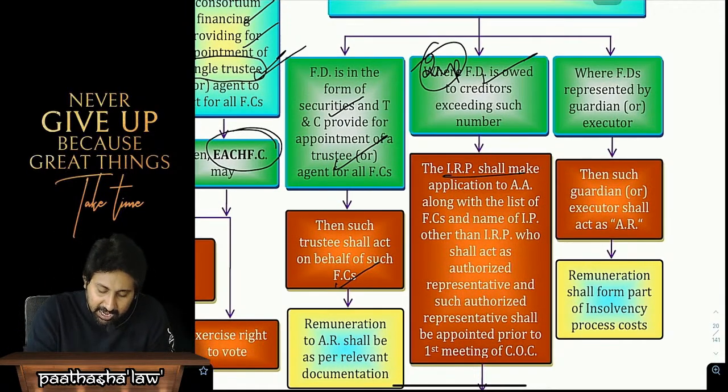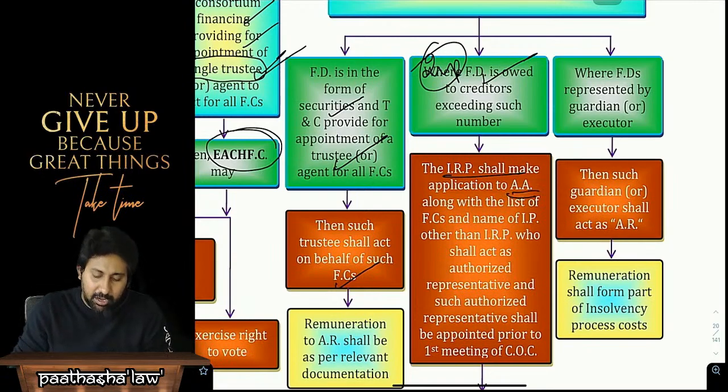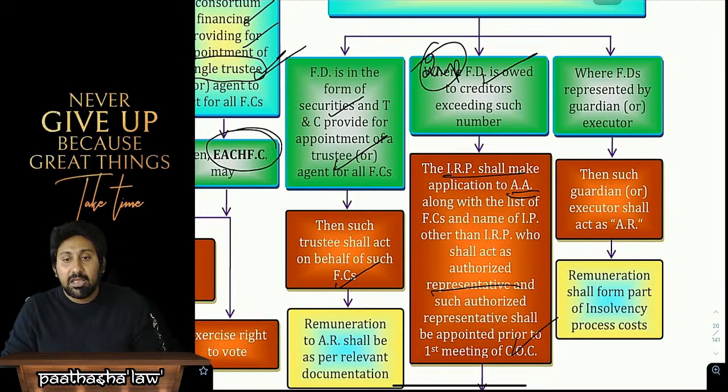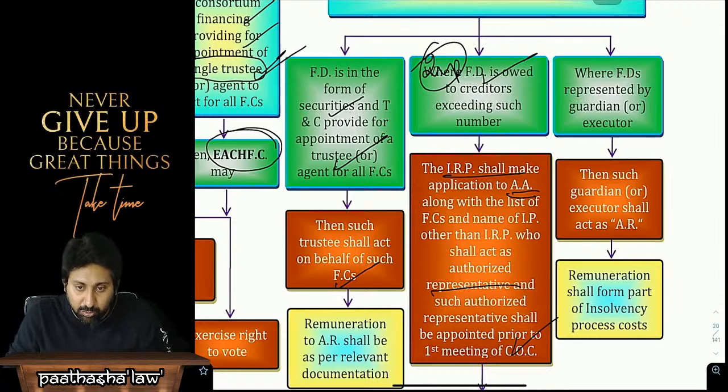IRP will first make an application to the AA, along with the list of financial creditors and the name of an IP other than the IRP, who shall act as an authorized representative. And such authorized representative shall be appointed prior to the first meeting of the COC. Means the IRP shall make an application to the AA. To whom, sir? AA. Along with the list of financial creditors and the name of an IP other than the IRP, who shall act as an authorized representative.